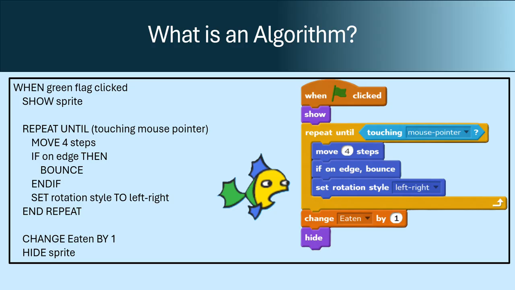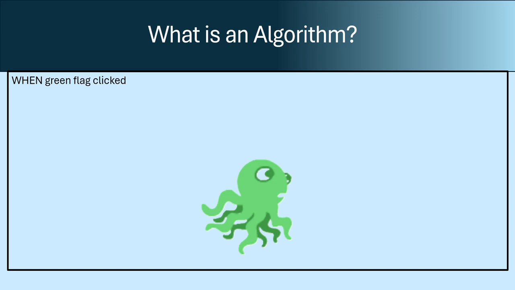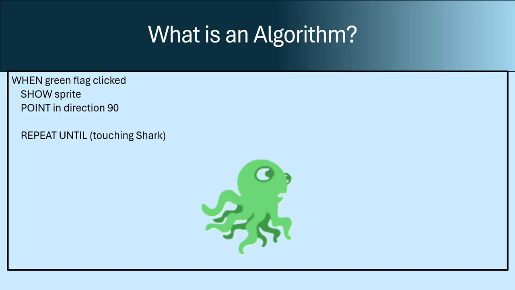Then we have the octopus. When the green flag is clicked, we show the sprite. Now the octopus is going to be pointing in direction 90. Remember, 90 is right. It will keep going until it touches the shark.